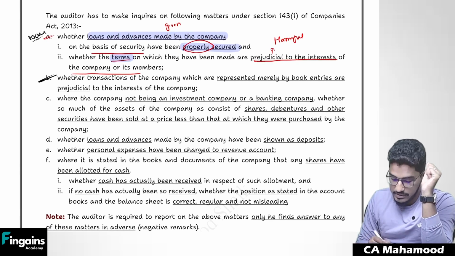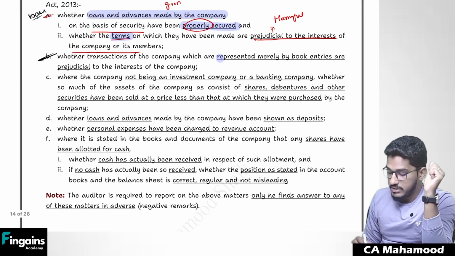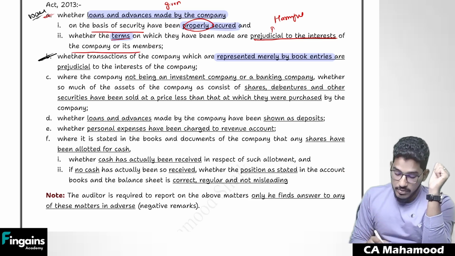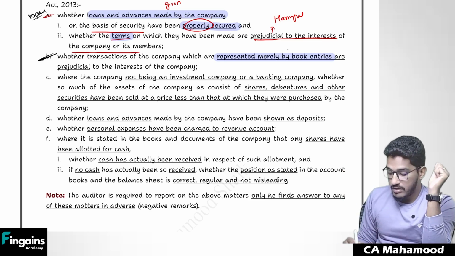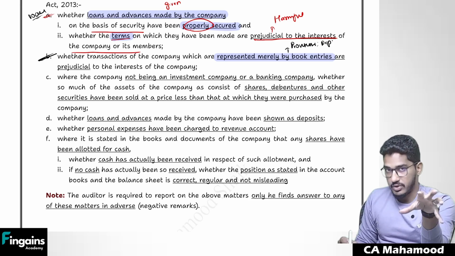Now, the second point which is required to be reported under 143 subsection 1: whether transactions of the company are represented merely by book entries. Sir, what do you mean by transactions represented merely by book entries? Nothing but, here you can say provisions, here you can say depreciation. So these are just book entries. The actual substance of the transaction will not be there.